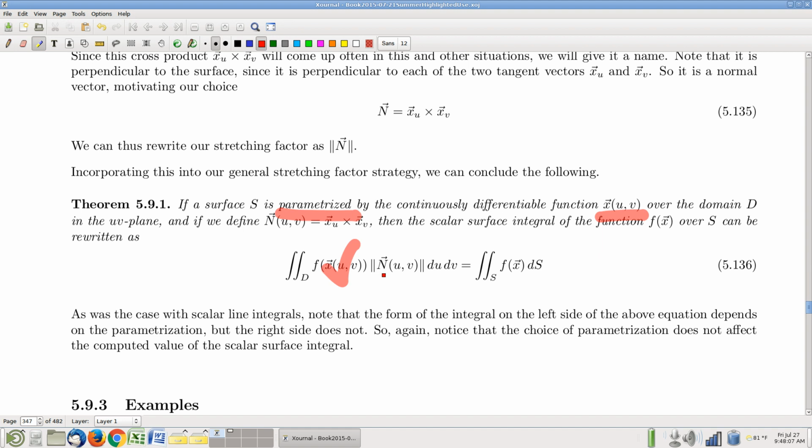For the stretching factor, you're going to do a computation that is based on the parameterization. You're taking crosses of partials of the parameterization. So everything comes from the parameterization. It's just like with scalar line integrals. With scalar line integrals, everything involved in the pullback is the parameterization. Here, everything involved in this pullback comes from the parameterization. So step one, parameterize. Right?